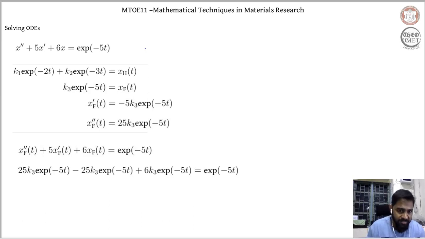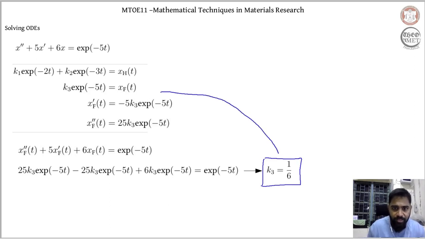So when I substitute all this back into my original non-homogeneous ODE, I end up having an expression like this. And now this expression is so convenient that we can cancel these two terms out, and thereby I end up having my K3 of the value 1 by 6. Now this K3 I can substitute back into my expression here, and then sum it up with these two terms to get the overall solution.